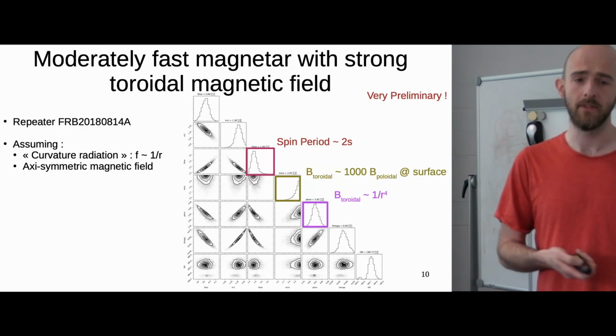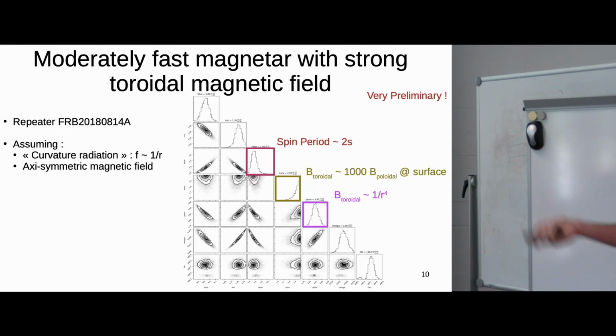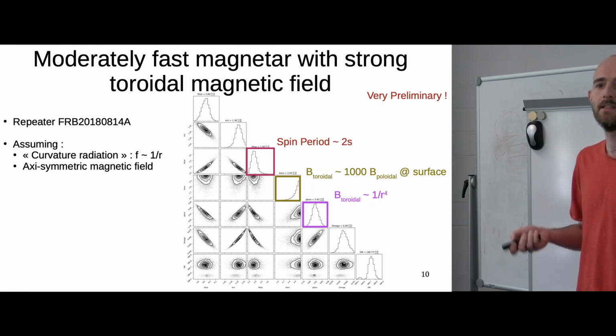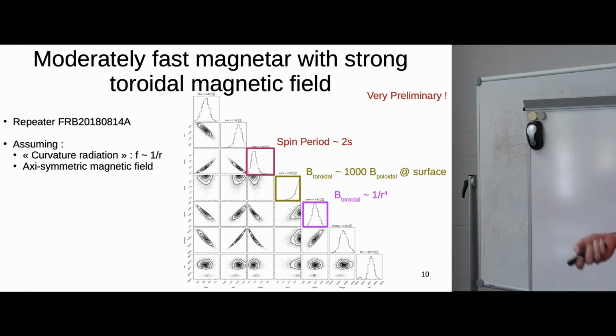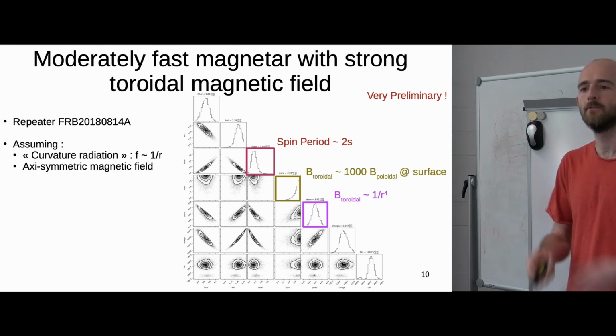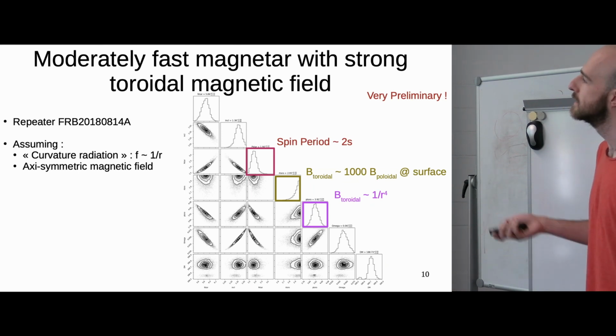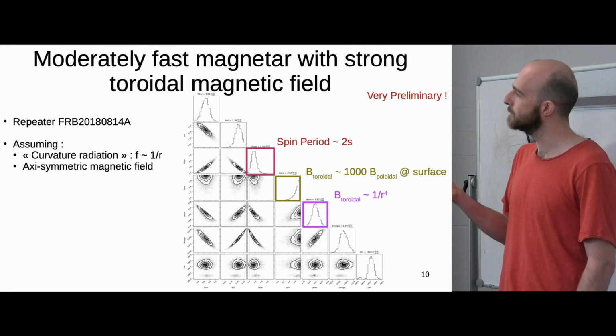And then I can run Monte Carlo for this, which again, is very preliminary. I actually don't myself trust the numbers yet, but it's just to give you a feeling of the kind of thing we can expect from studying the morphology of the bursts. So ideally, that will be the end product.